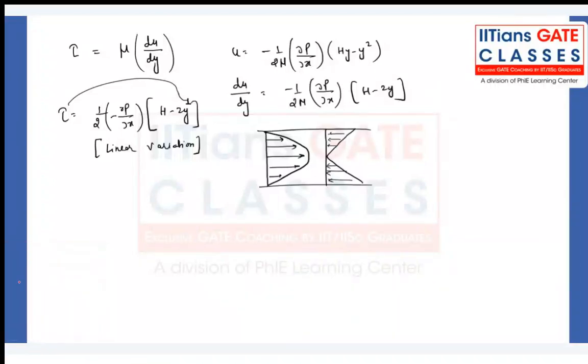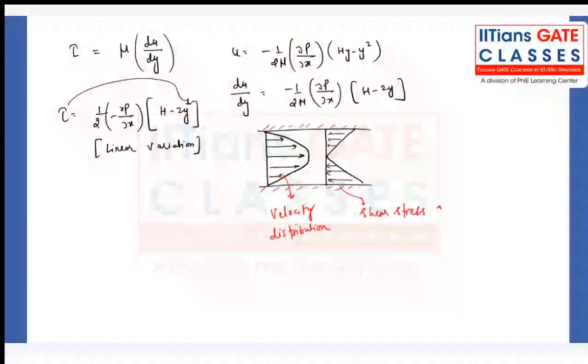So in the same way as we have discussed for flow in a pipe, the same cases will be here also for flow between two parallel plates. So this is the velocity variation. This is the shear stress distribution. What is the U maximum?